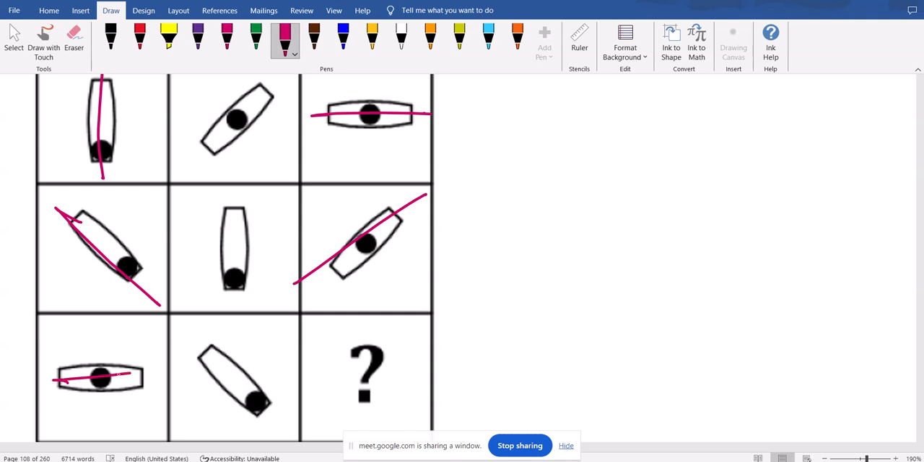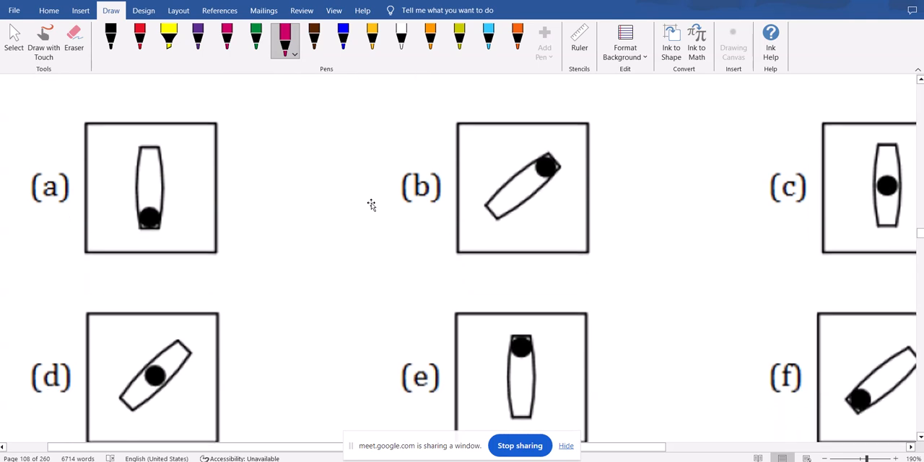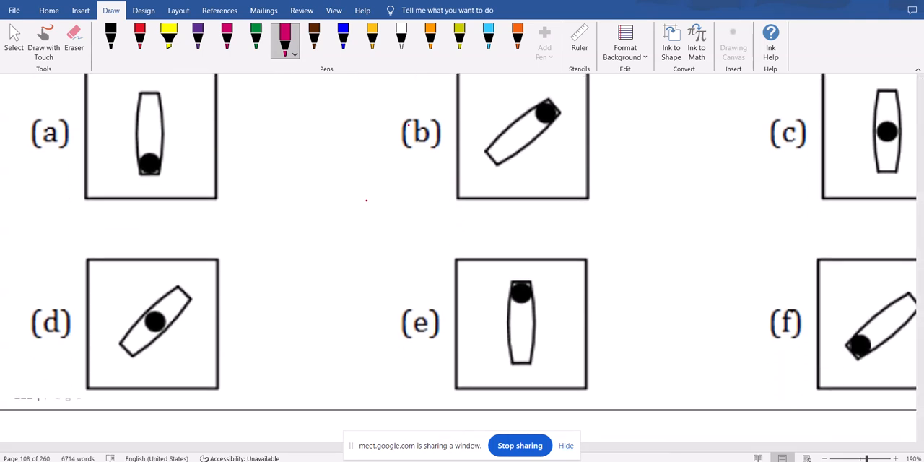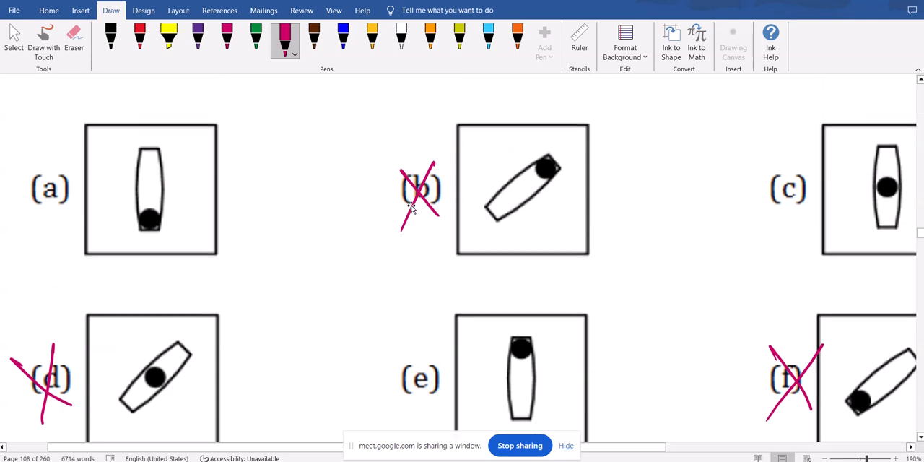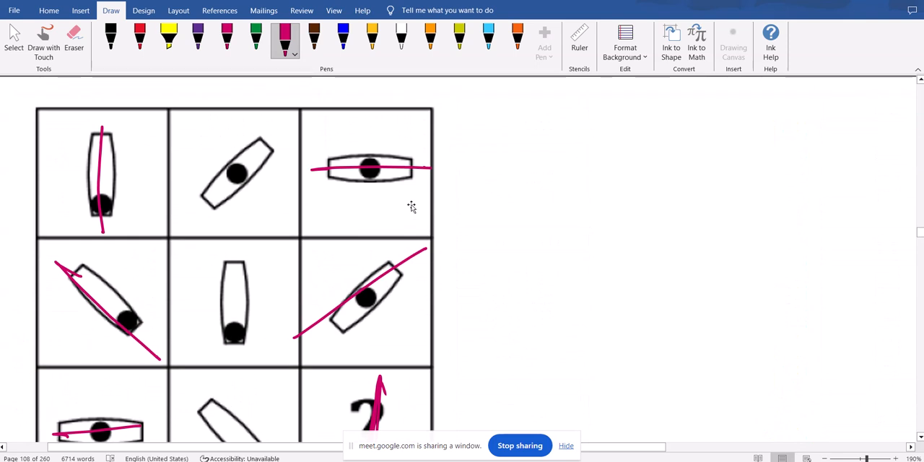Here horizontal, we need vertical. Vertical, how many available? There are a couple of options which are in vertical: A, C and E. Now we need to think about the dot position. So the dot is here in the bottom, then it went to middle, still in the middle only.